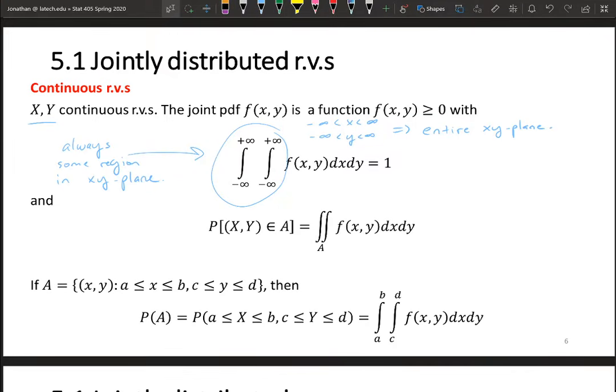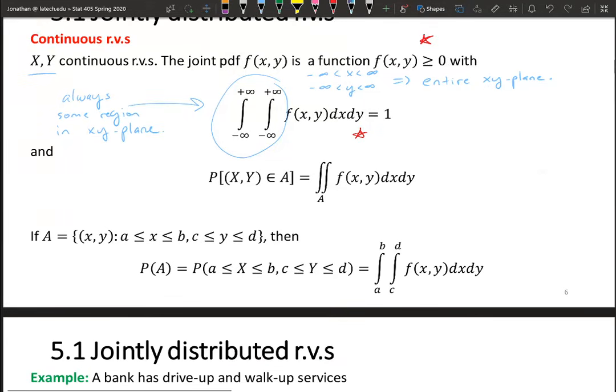This is a very similar condition to what we had for a single continuous random variable. The function was non-negative, just like it is here, and the integral over the whole real space, or the whole real line, was 1. Now it's just the whole real xy plane. So it's very much the same conditions. It's just that we have to use a double integral instead of a single integral.